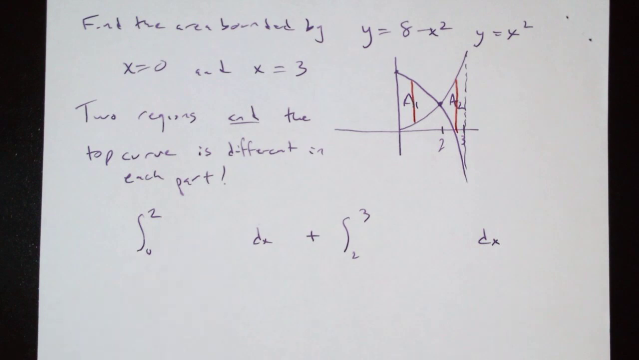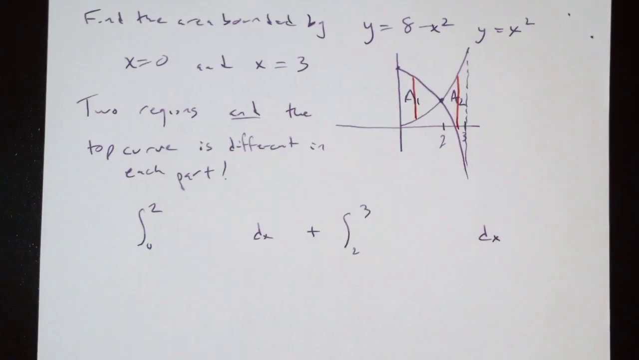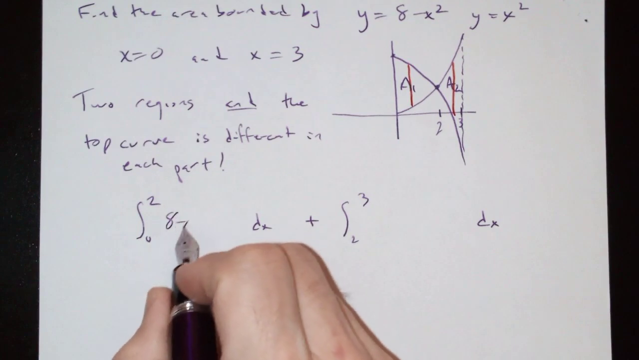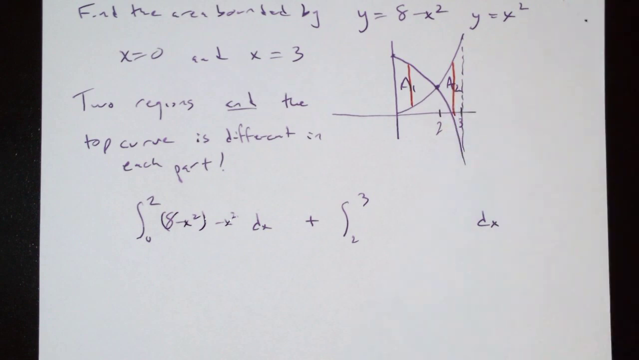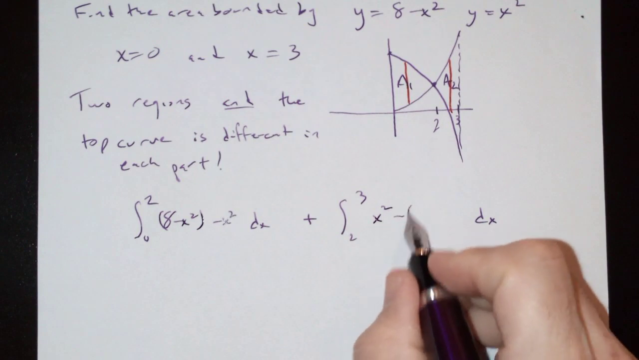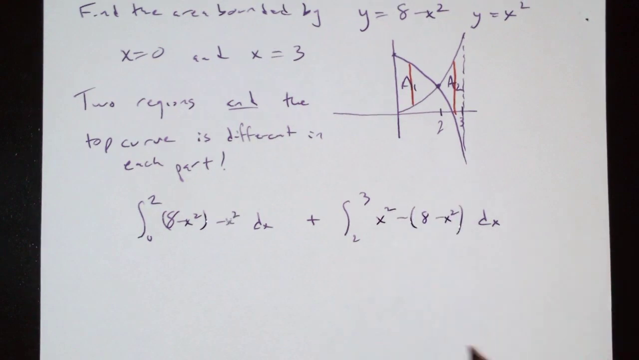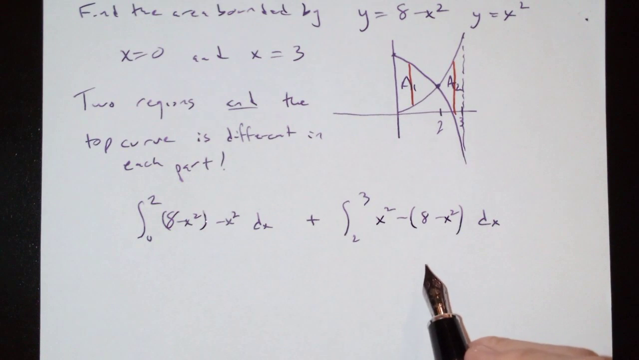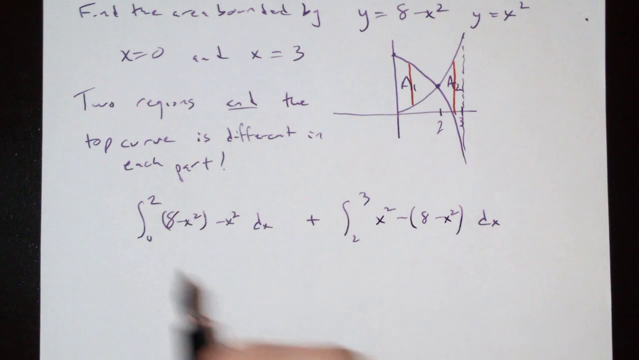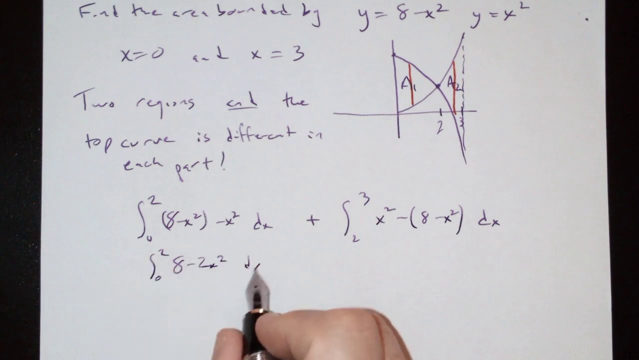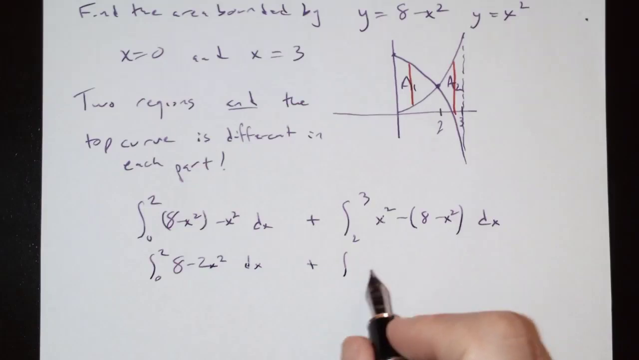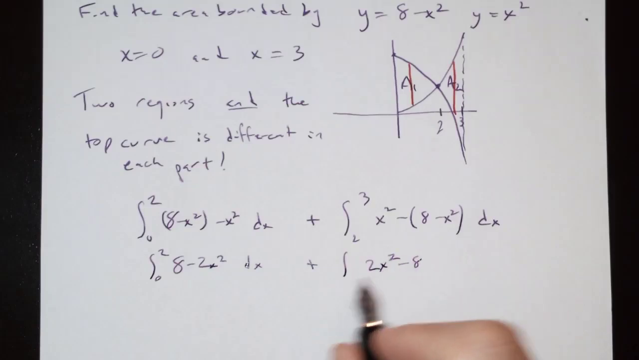Which curve is on top for the first area? So that's going to give me 8 minus x squared minus another x squared. But over here in the second region, x squared is on top. And this is why I keep putting in those parentheses, because here I have to distribute that minus sign. Here I'm going to get 8 minus 2x squared. Here I'm going to get 2x squared minus 8.